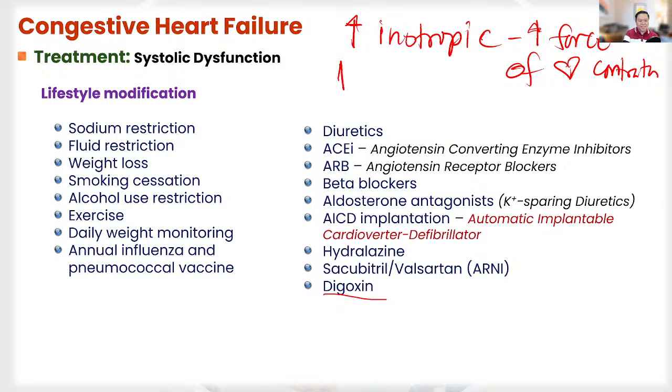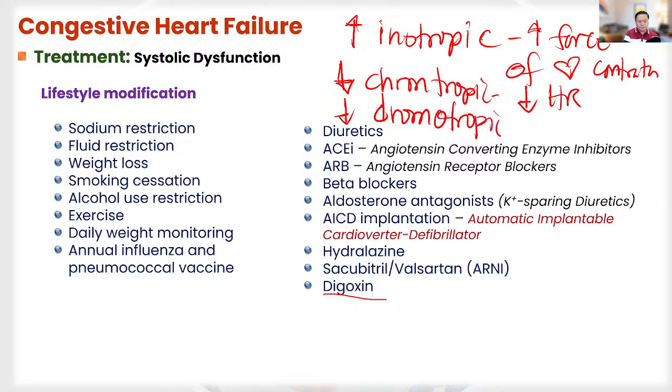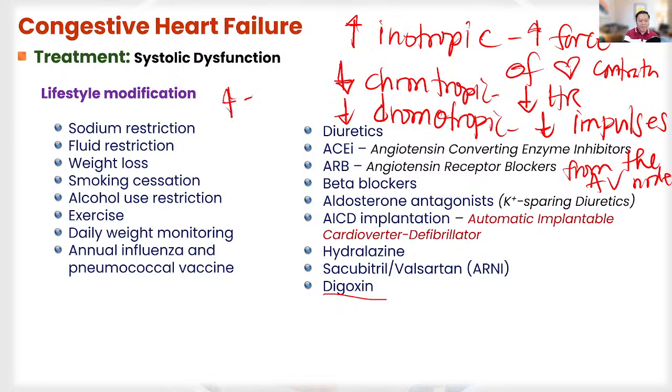There is also that decrease chronotropic effect, which is basically gonna slow down the heart rate. It also has that decrease dromotropic effect, which is going to slow down the electrical impulses from the AV node. So I know the benefits here, guys. It will also increase the cardiac output. It will be helpful in increasing the cardiac output of our patient with a CHF.